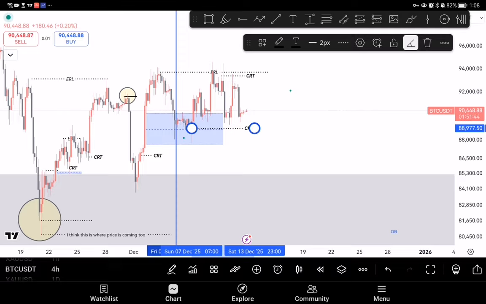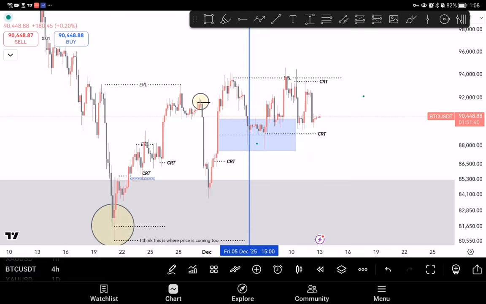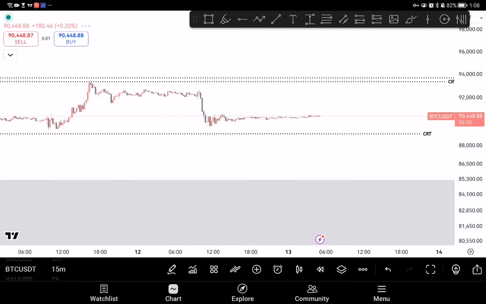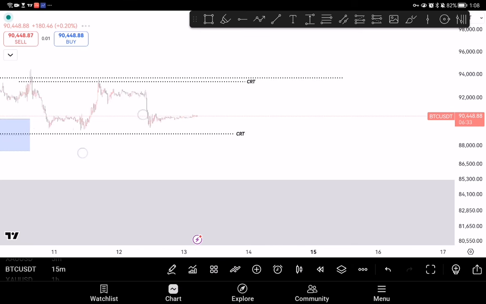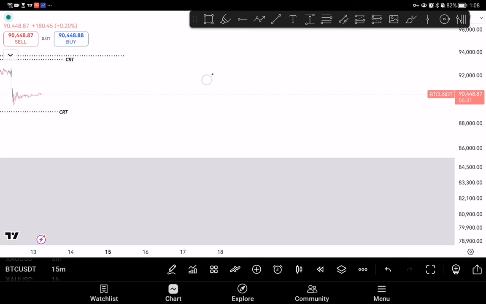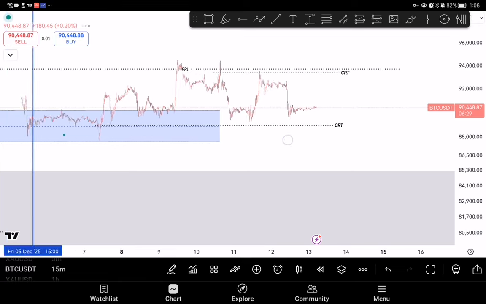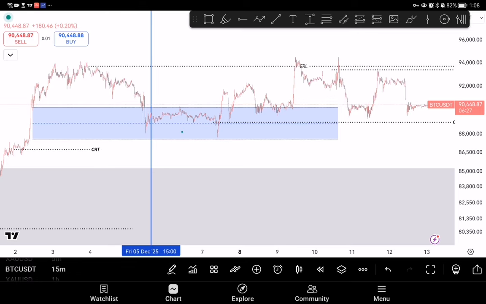So now let's drop to the 15-minute time frame, and this is what we are working with. On the 15-minute time frame, I want to see either, I think I wrote it somewhere, but I cannot find it anymore, I want to see either a liquidity sweep, change in character, fair value gap, or I want to see an SMT, change in character and fair value gap. That is what I want to see.